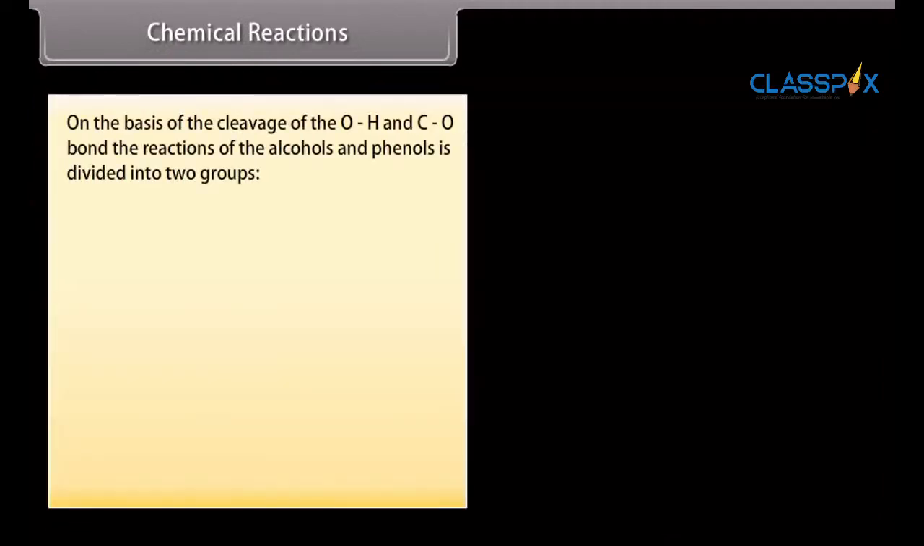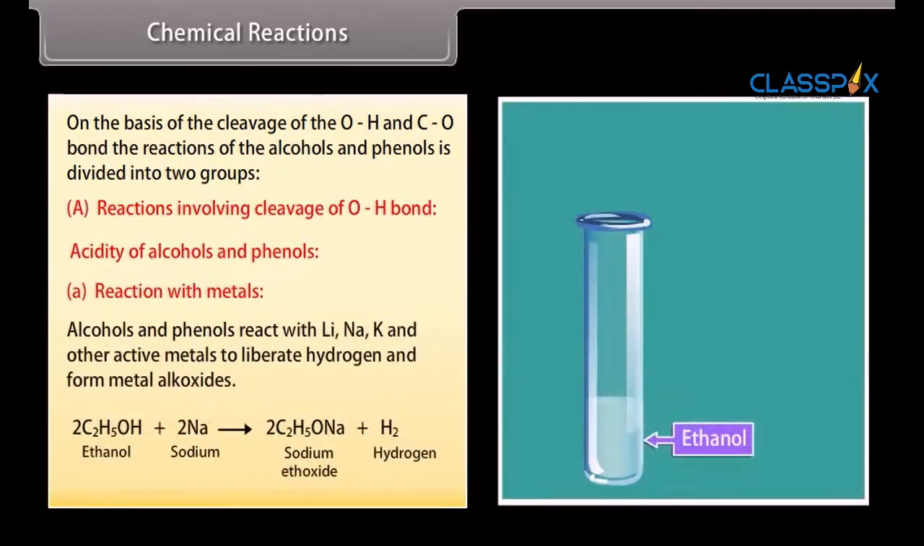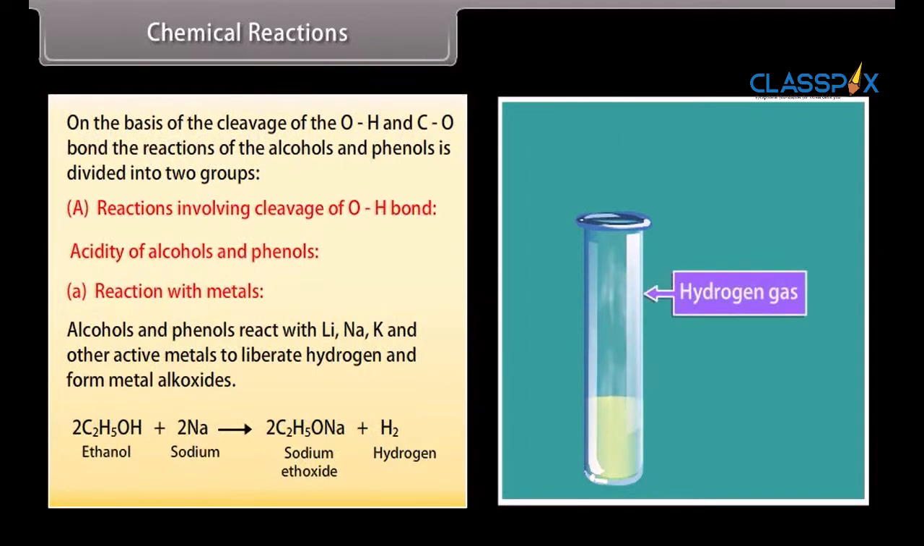On the basis of the cleavage of the OH and CO bond, the reactions of the alcohols and phenols is divided into two groups. Reactions involving cleavage of OH bond, acidity of alcohols and phenols. Reaction with metals. Alcohols and phenols react with lithium, sodium, potassium and other active metals to liberate hydrogen and form metal alkoxides.